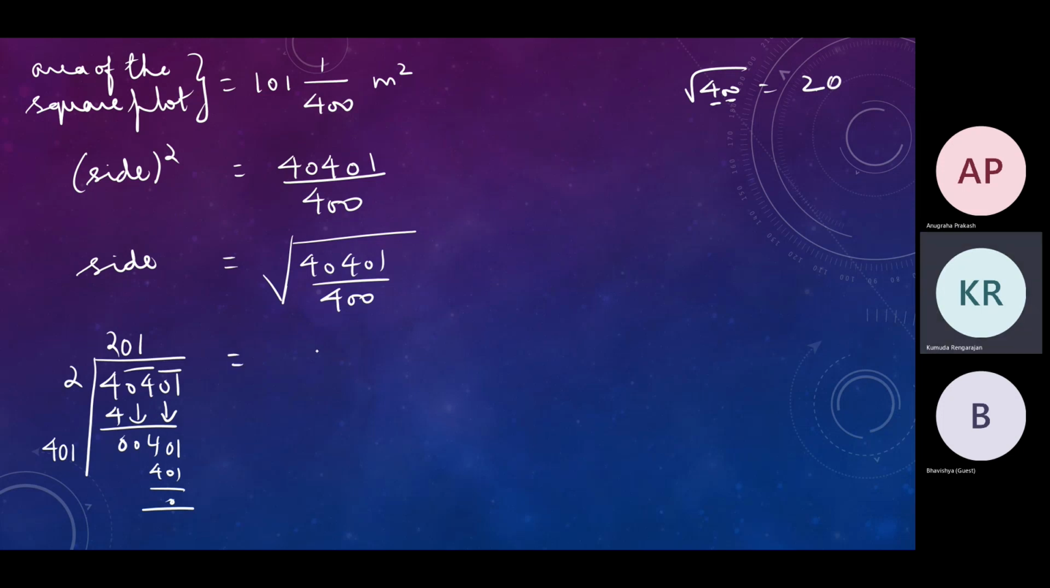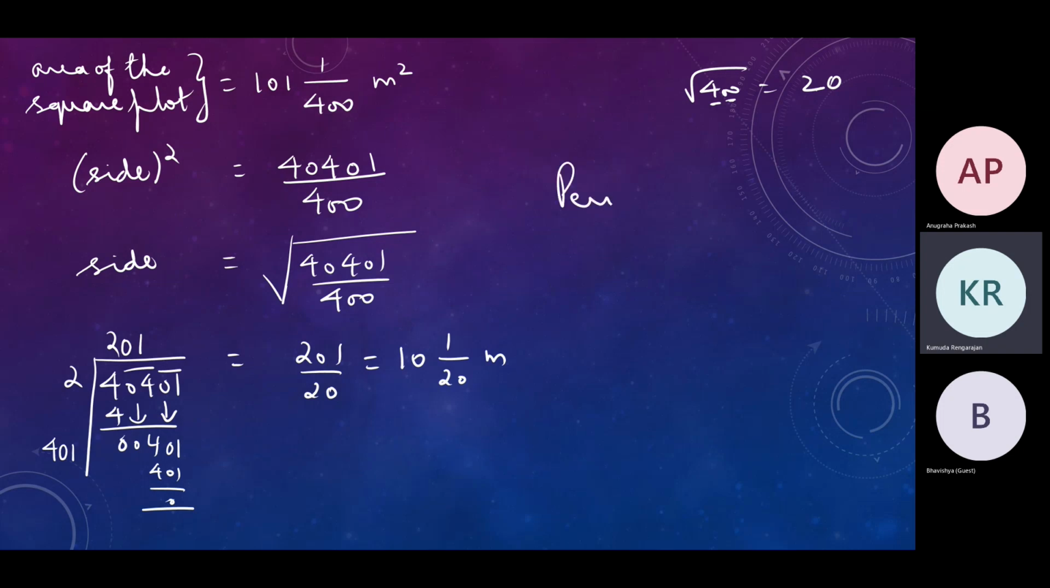So the side is equal to 201 by 20. You can write this as a mixed fraction. As a mixed fraction, it will be 20 tens are 200, 1 by 20 meter. This is the side of the square plot.